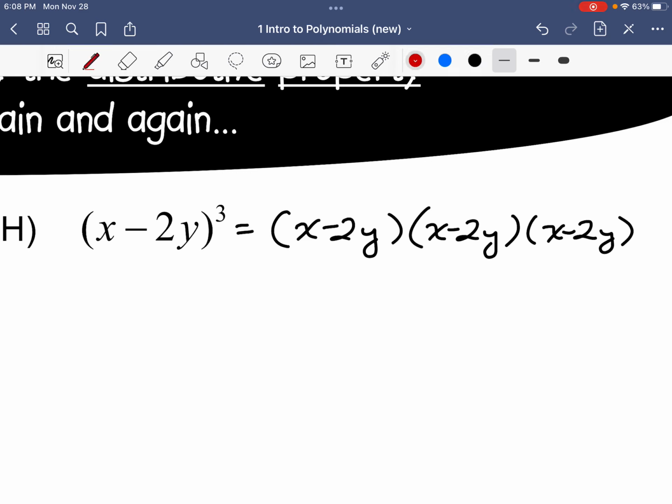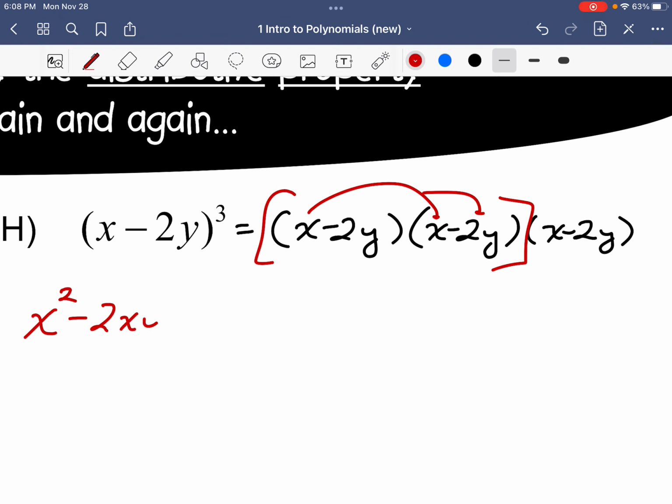Now, this looks like a lot of fun, and it will be, but what I need to do is basically do 2 of them at a time. I don't want to somehow try to do all 3 at the same time. So here we go. We're going to do the distributive property. X times x is x squared. X times negative 2y is negative 2xy. Negative 2y times x is going to be another negative 2xy. And then negative 2y and negative 2y is positive 4y squared.